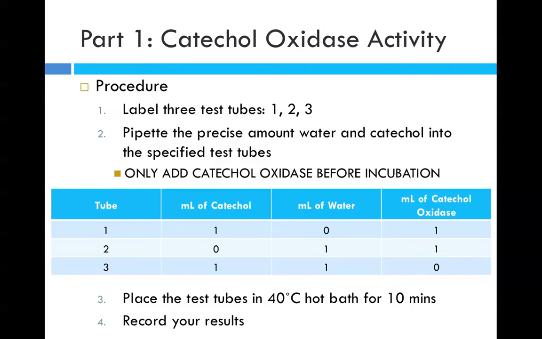Part 1. Catechol oxidase activity. Procedure. First, grab 3 test tubes and label them 1, 2, and 3. Second, pipette the precise amount of water and catechol into the specific test tubes. Next, you only add catechol oxidase before the incubation if needed. Next, place the 3 test tubes in a 40°C hot bath for 10 minutes. After 10 minutes is up, you take the test tubes out and examine your results.